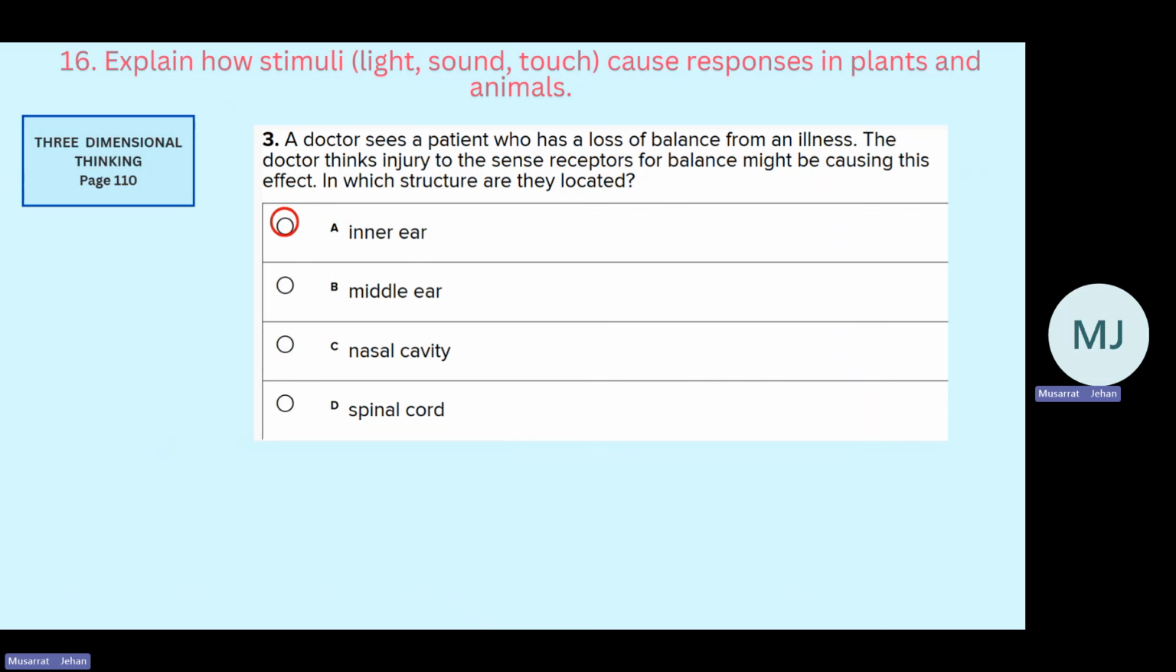In our inner ear, we have two main structures. One is the semicircular canals and one is the cochlea. The cochlea is for hearing, mainly; it has hair cells which help us to hear. The semicircular canals have a fluid which is responsible for balance of the body. So in the inner ear we find that.